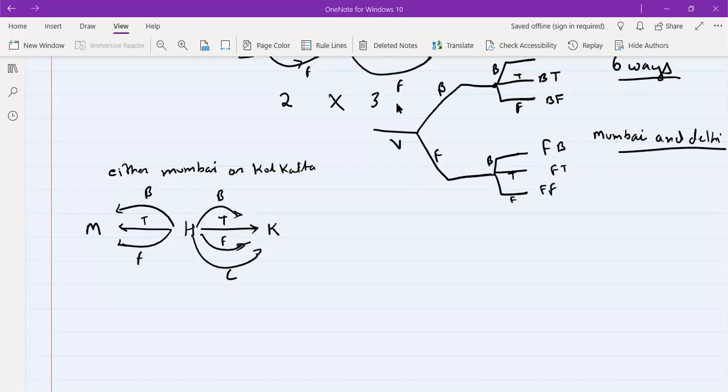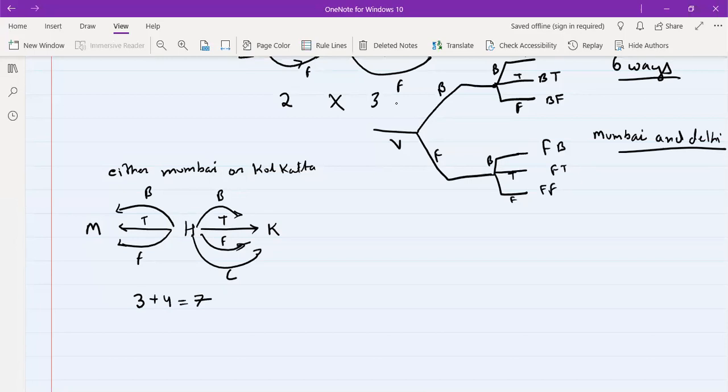Yes, Nitin, correct. So you have three ways of going to Mumbai, or four ways of going to Kolkata. So how many options do you have? You actually have 3 plus 4, 7 options, 7 ways. Because you can go to either Mumbai or Kolkata, you have a total of 7 options. Are you getting this concept?